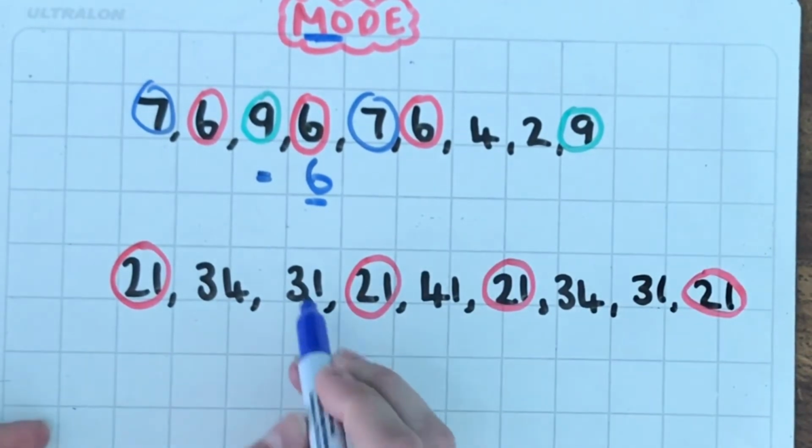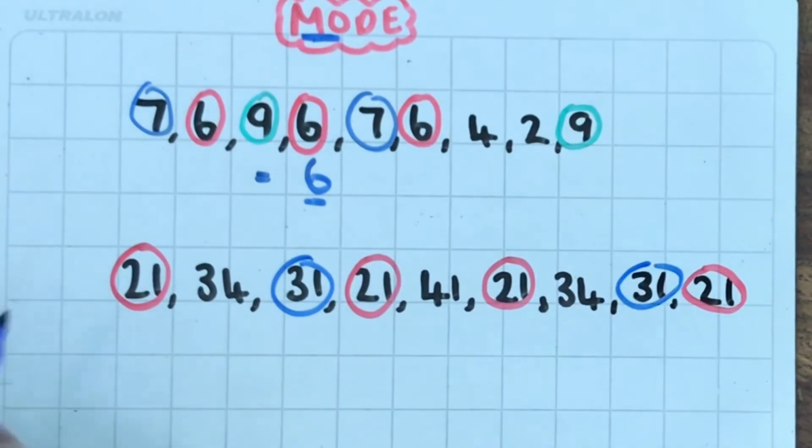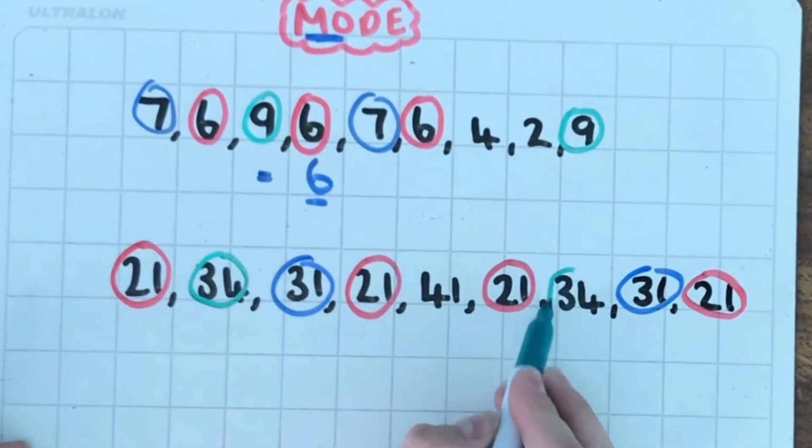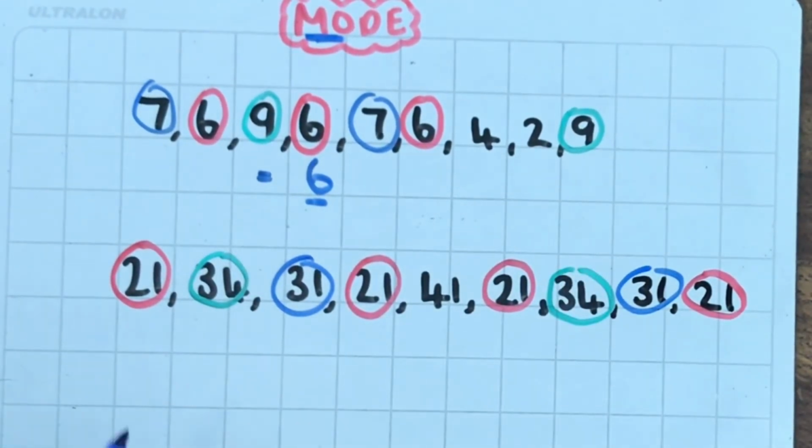Okay, and we have got 2 31s, and we've got 2 34s. So remember, the mode is the most common, the one that there's the most of. So the mode for that set of numbers is 21.